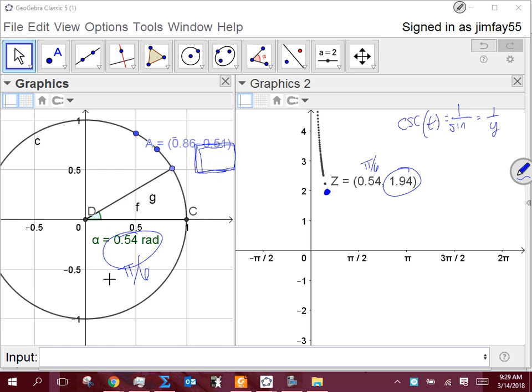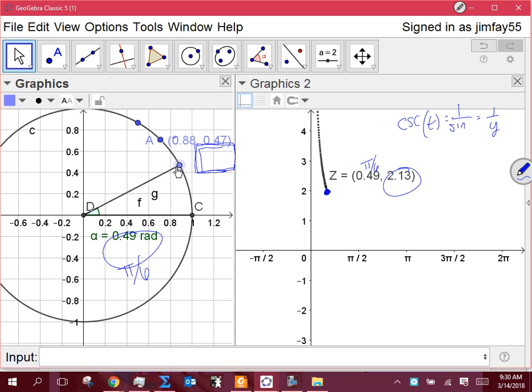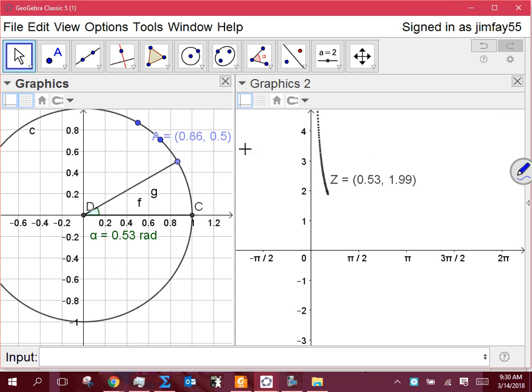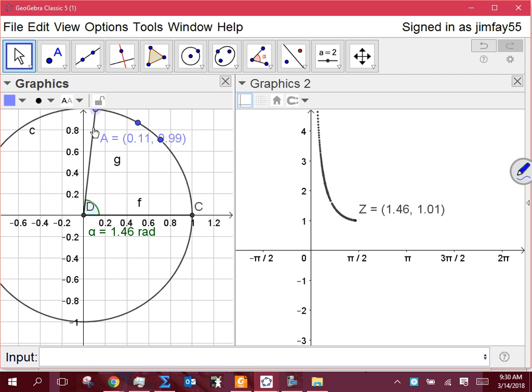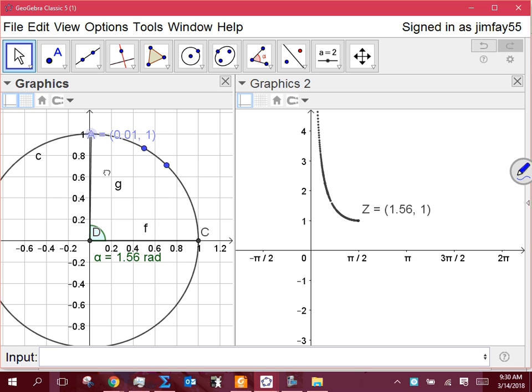And now I don't know if I zoom in, if I can get there a little bit easier, a little bit better. There we go. So there's my 0.53 pi over 6. Because of rounding, that would be 2. But I can keep moving around this unit circle. I get here. What is the reciprocal of 1? 1. And that's why at pi over 2, we're plotting 1 over 1 right here. Keep going.